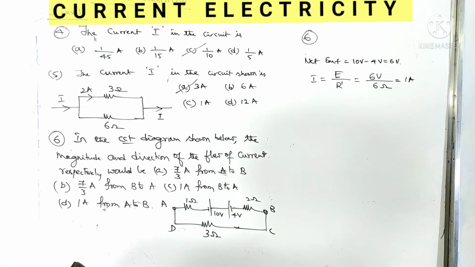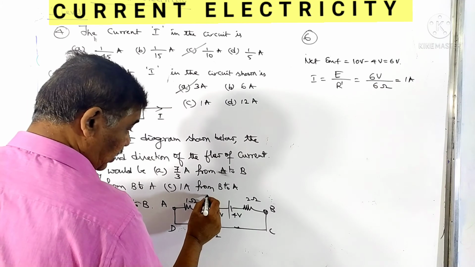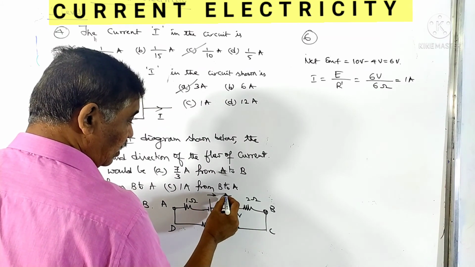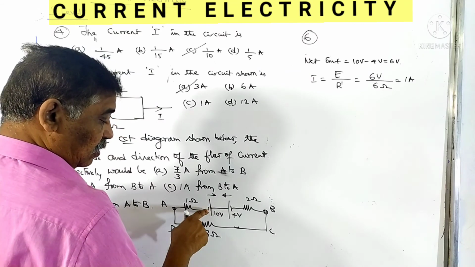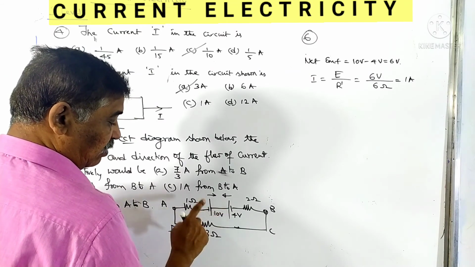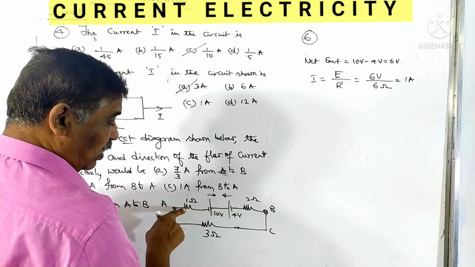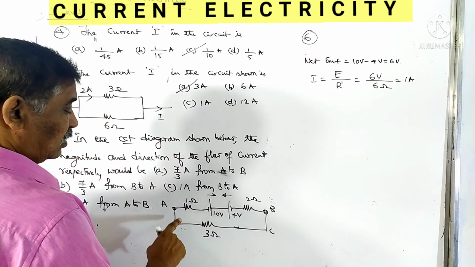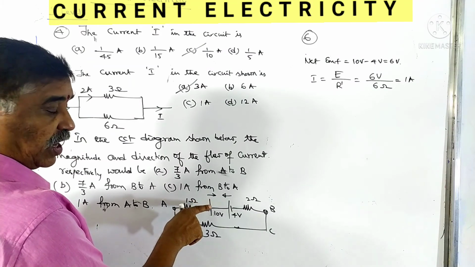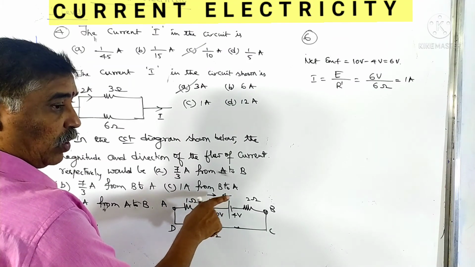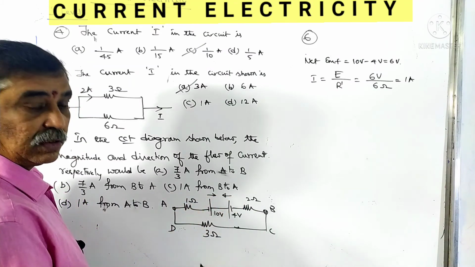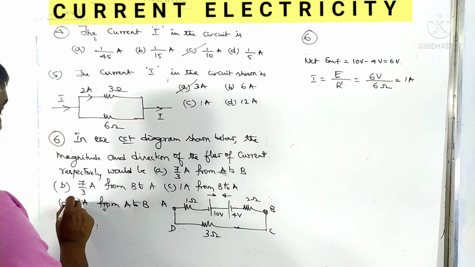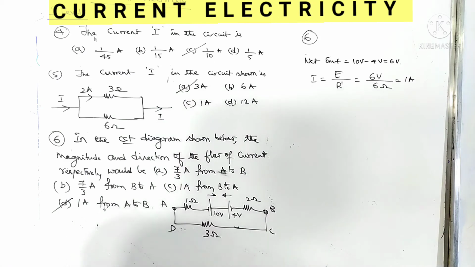So 1 ampere current, which direction is it? This is the direction of the EMF in this case. Here in this diagram, EMF is in this direction. So this is more compared to the other one. Therefore, current is flowing in this direction. That means from A to B current flows. Whichever has more EMF, in the direction of more EMF, current flows. So current is flowing from A to B. That is the answer. Option D is the answer for this question.